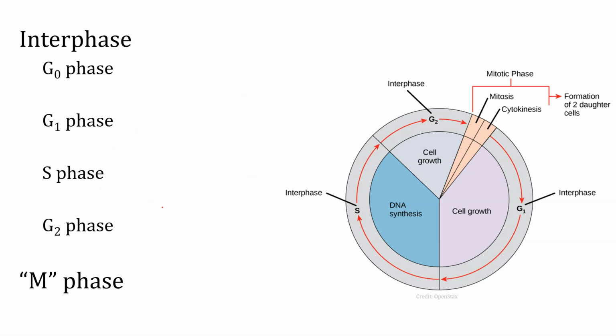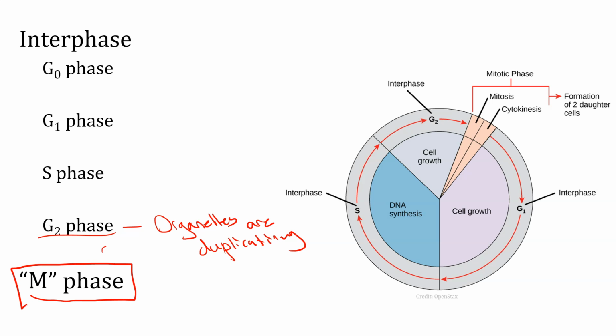All right, now once the DNA has all been copied, other stuff needs to be duplicated. So in the G2 phase, the big thing that's happening here is that the organelles are duplicating as well. So we got two sets of genomes, we got two sets of organelles, and once that's accomplished, then we are ready for the M phase, and the M phase is where the cell is actually going to go through the specific events that cause its division.